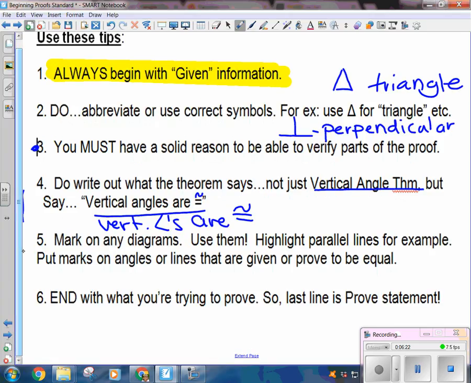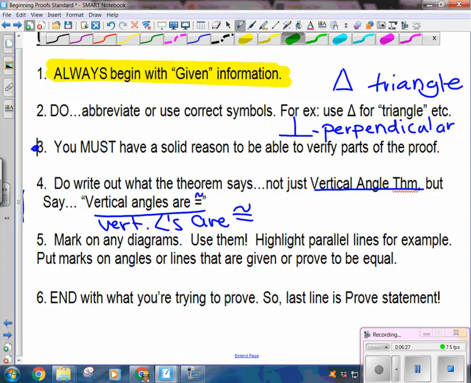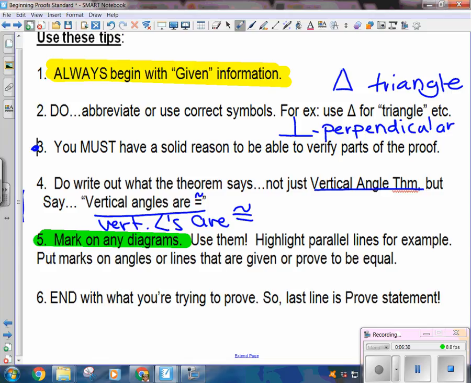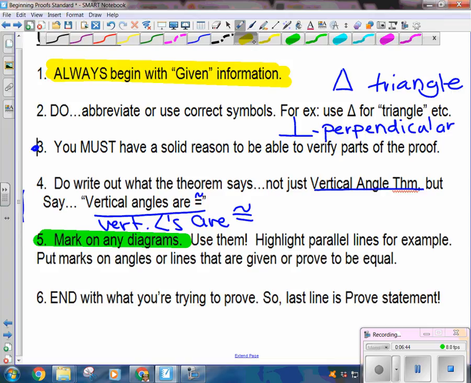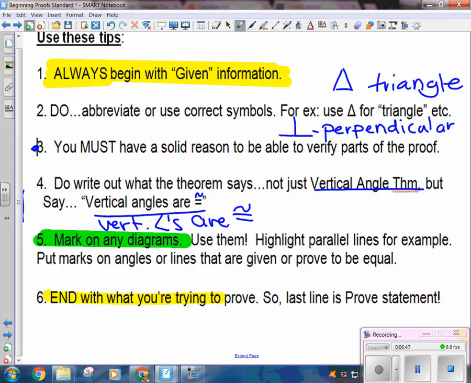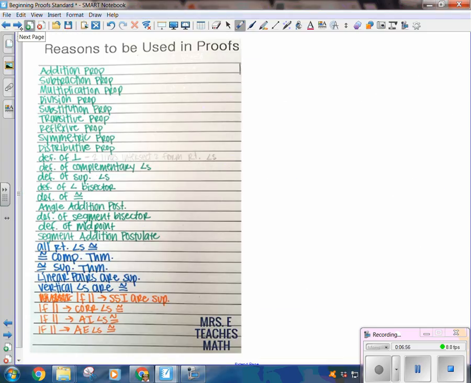Do mark on the diagrams. Do that from the very beginning, because we've done that from the time that we started. We put marks and S's and A's and highlighted the lines and the angles. We did that from the beginning, so that's what I want you to continue doing. Use your picture. The last thing is end with what it is you're trying to prove. So I'm going to begin with the given information, and I'm going to end with what I'm trying to prove. So the last line would be what you're trying to prove. It would have your proof statement. Okay? All right. Let's do some.